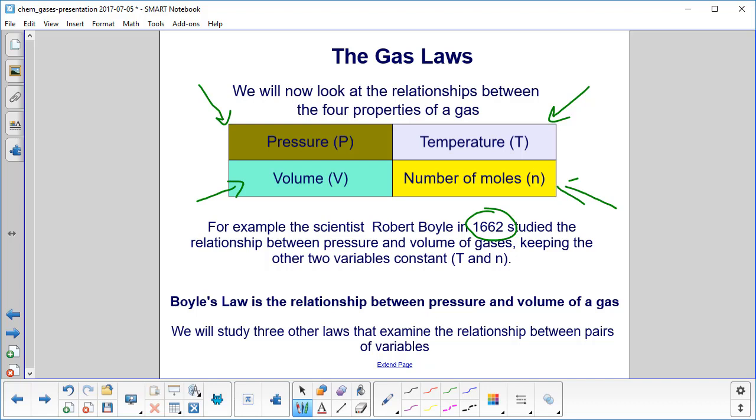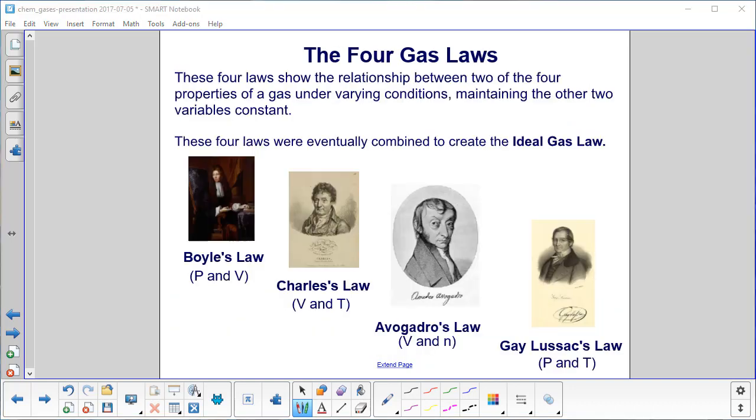Boyle's law is the relationship between pressure and volume of a gas. We'll also study three other laws that examine the relationship between pairs of variables, and then we're going to put them all into one law. There are four gas laws, and what they do is they show the relationship between two of the four properties of a gas under varying conditions, and you keep the other two variables constant. As we just alluded to in the previous slide, these four laws were eventually combined to create the ideal gas law.